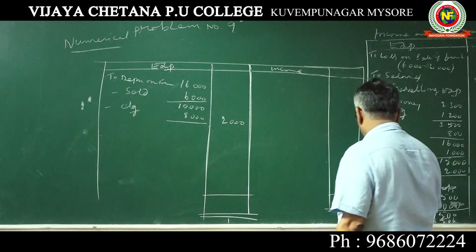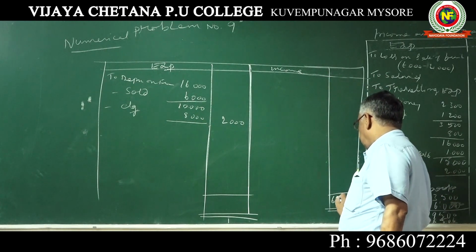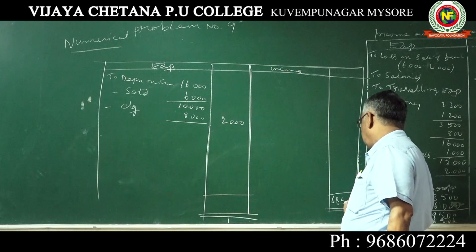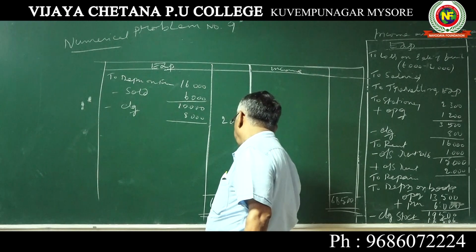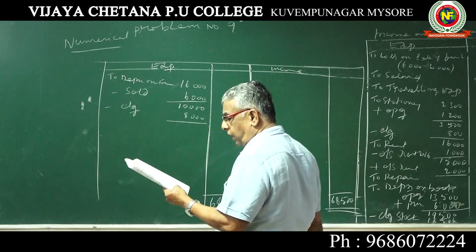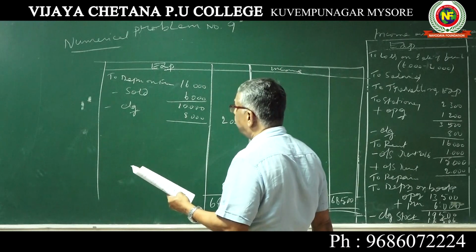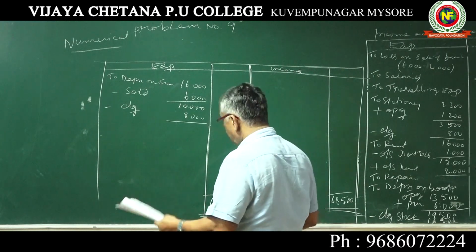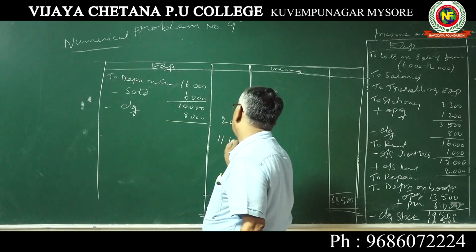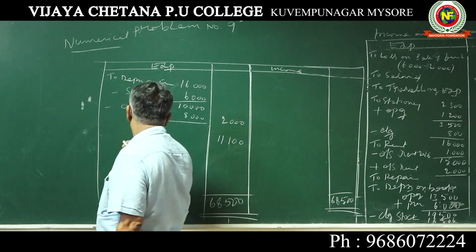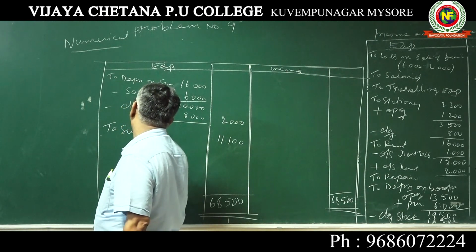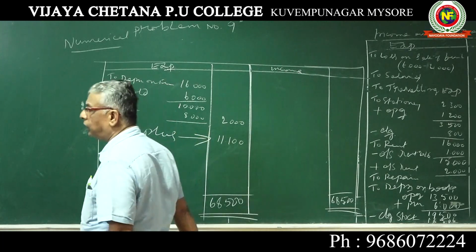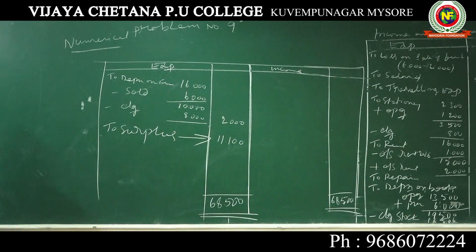This total, if we carry here 68,500, and the difference comes here, that is 11,100. 11,100 is the surplus. So in the textbook he has given the surplus as rupees 11,100.